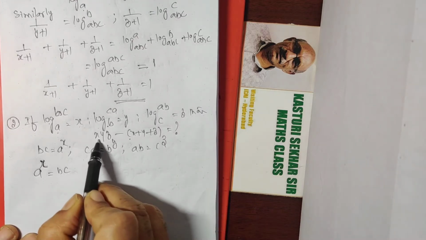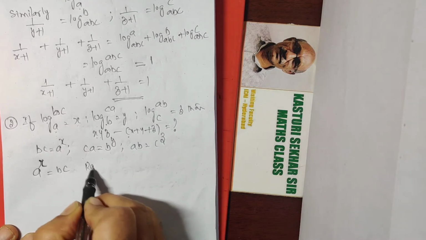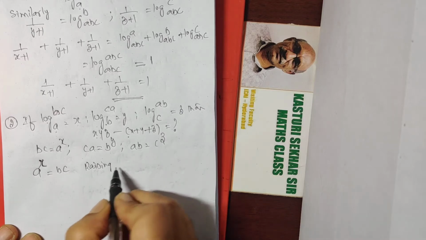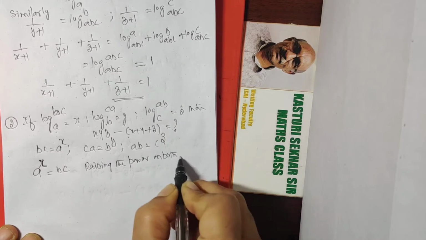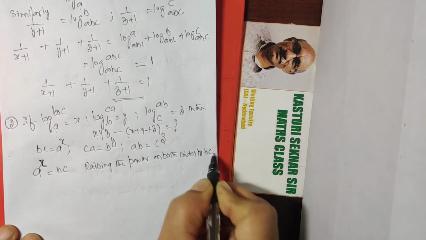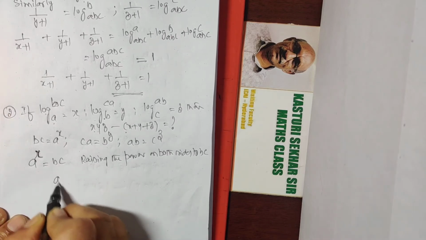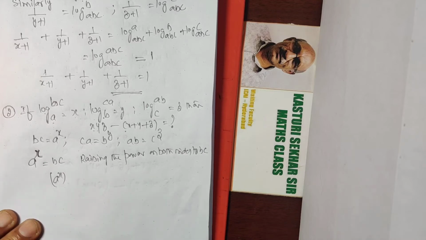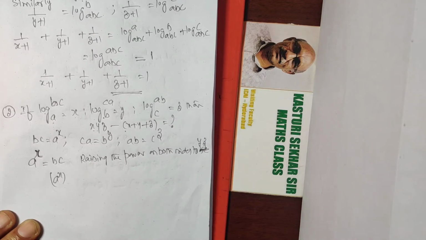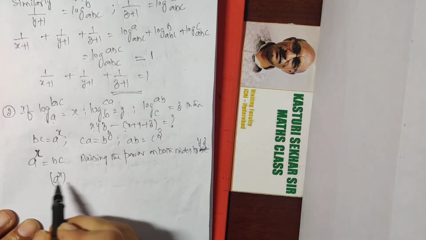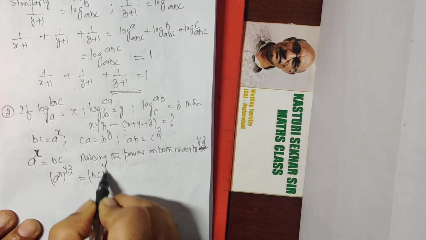Look at this here. What is required? x, y, z as a product we need. So raising the power on both sides to yz. A power x whole power yz is equal to BC whole to the power yz.